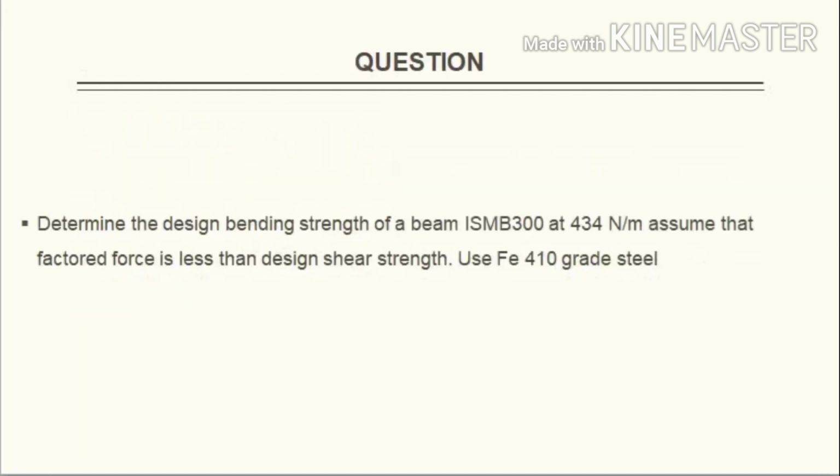So today our question is, determine the design bending strength of a beam ISMB 300 at 434 Newton per meter. Assume that factored forces are less than design shear strength. Use Fe 410 grade steel. So here we are asked to find the design bending strength of a beam ISMB 300, Indian Standard Medium Weight Beam 300, and its weight is given as 434 Newton per meter. We are also asked to assume that factored forces are less than design shear strength and that Fe 410 grade steel is used.